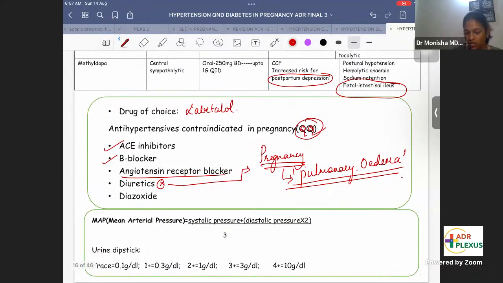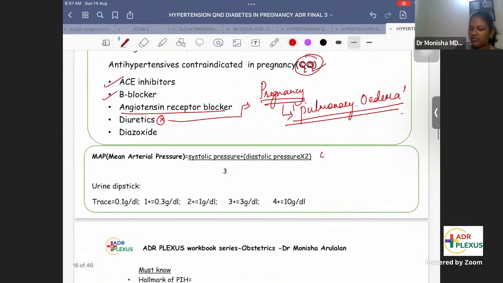Diazoxide, that is also contraindicated. Remember, this is a very direct, straightforward question. What is the mean arterial pressure? How do you measure it? Systolic pressure plus diastolic into 2, divided by 3. It's a very direct question.